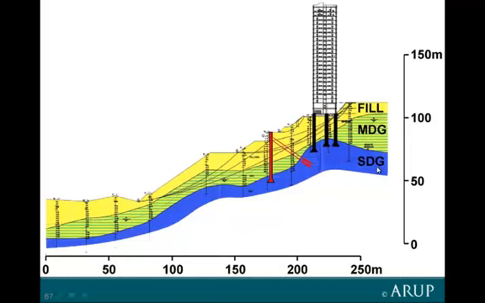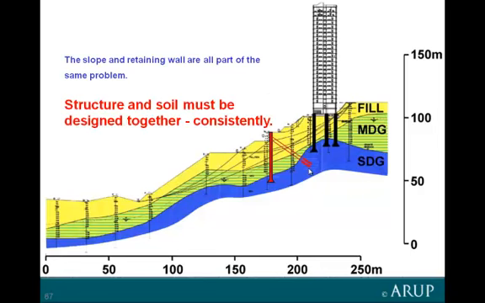Basically, the reasoning is that if you look at a problem like this one, here we have a structure, it has foundations, it's affected by slope stability. This retaining structure was used to prevent a slope stability problem. So we've got a foundation, slopes, retaining structures. They're really all part of the same problem. And in this particular case, as a practical case, the slope and retaining wall being part of the same problem, they just have to be designed together consistently.